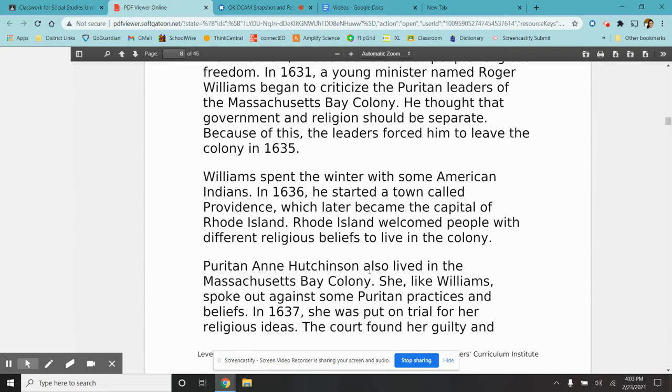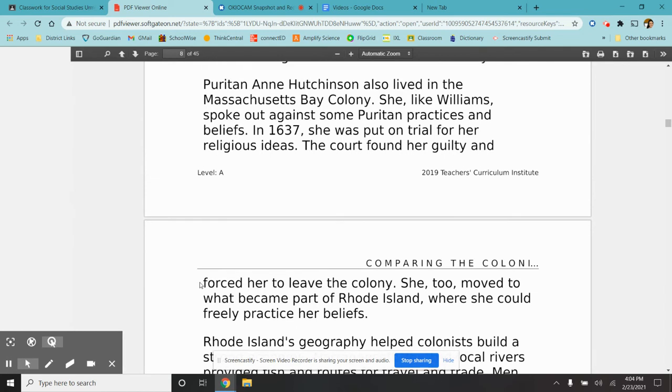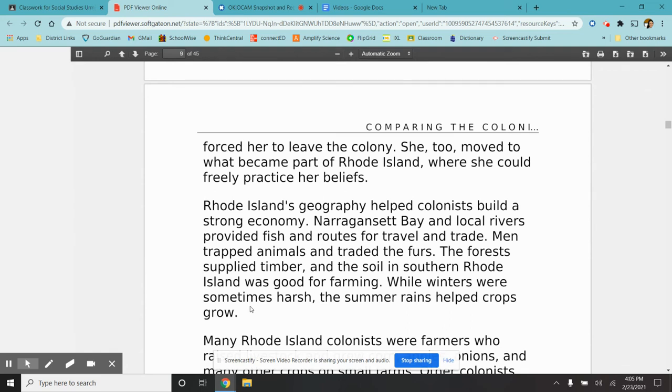Puritan Anne Hutchinson also lived in the Massachusetts Bay Colony. She, like Williams, spoke out against some Puritan practices and beliefs. In 1637, she was put on trial for her religious ideas. The court found her guilty and forced her to leave the colony. She too moved to what would become part of Rhode Island, where she could freely practice her beliefs. All right, so we have two people that helped found it, and it was founded mainly for people to practice their religious beliefs freely, and to make sure that the government was separate from religion.